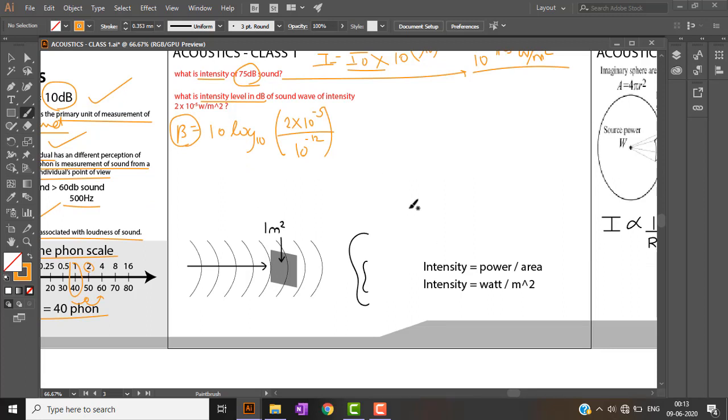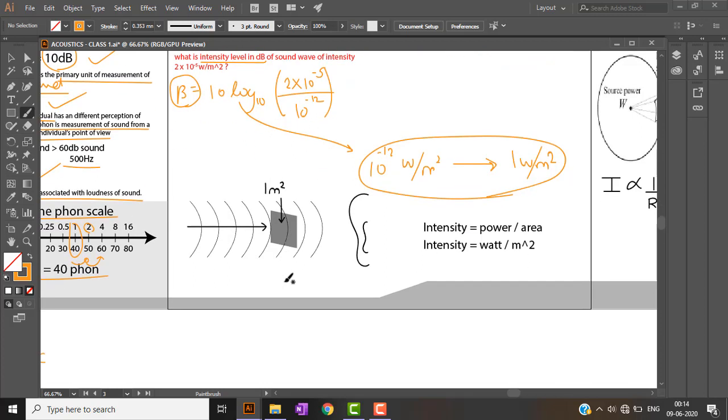As I told you, the human ear is audible to a sound of 10 raised to minus 12 watt per meter square all the way up to 1 watt per meter square. See the range of values here, it's a huge range: 11 zeros and a 1. So a human ear can hear a huge number of values. That's why physicists have introduced the log to make things a little bit simpler.